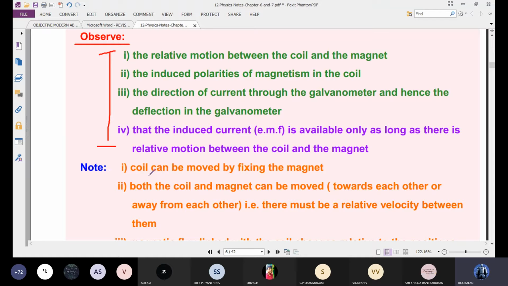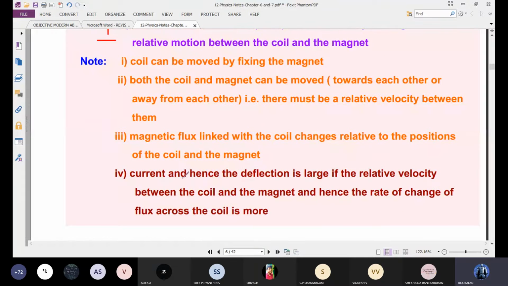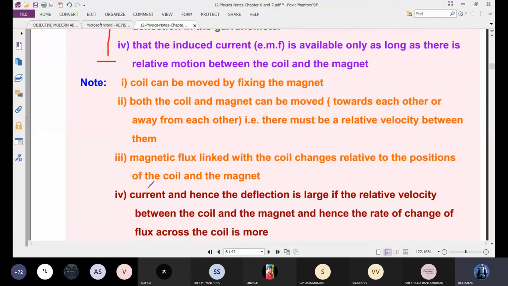Apart from that, the coil can be moved with the magnet fixed, or both coil and magnet can be moved. In a different experiment, the magnetic flux linked with the coil changes with the relative position of the coil. The current, and hence the deflection, is large when the relative velocity between the coil and magnet is large, since the rate of change of magnetic flux across the coil is more. That is the formula: EMF is directly proportional to dΦ by dt.